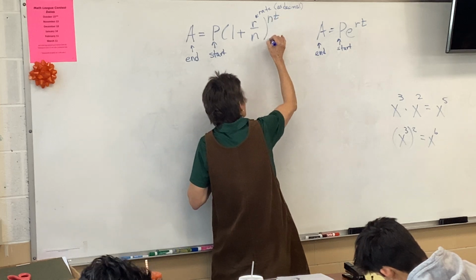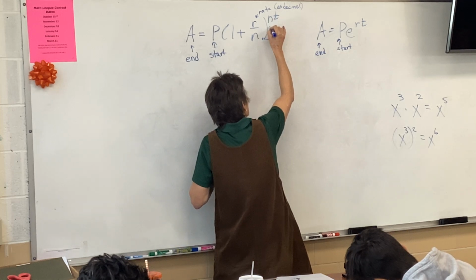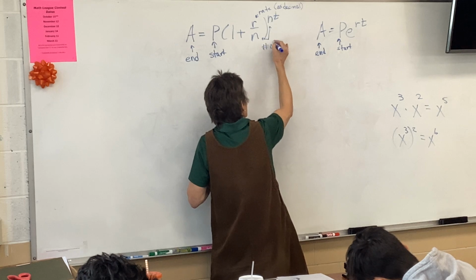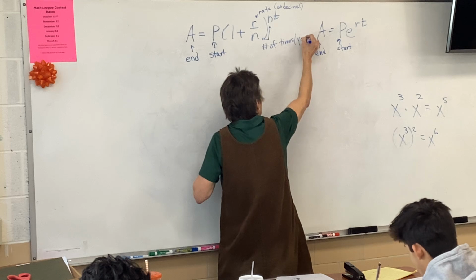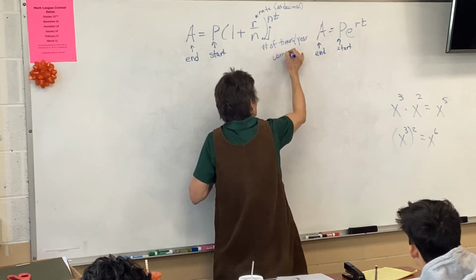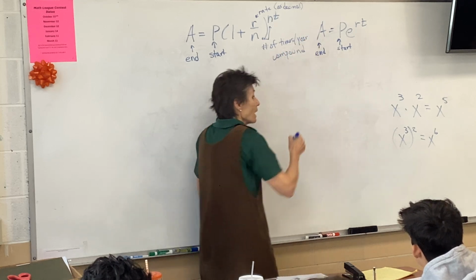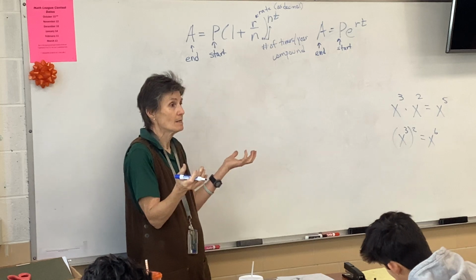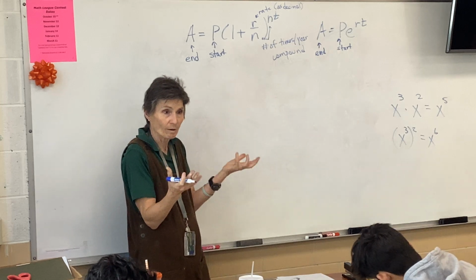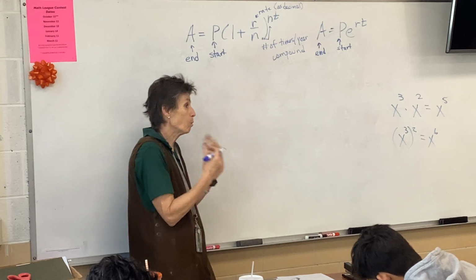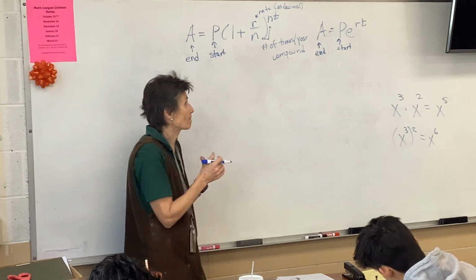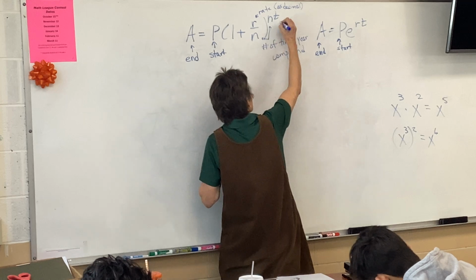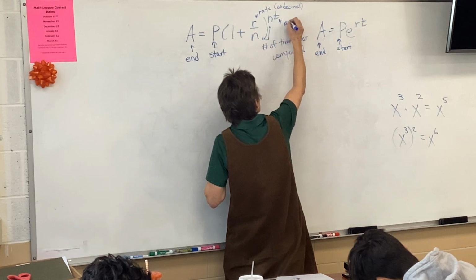And there's 2 of them here, and they're the same thing. N is the number of times per year that we compound. So if we're compounding monthly, N would be 12. If we're doing it quarterly, N would be 4, and so on. And T is the number of years.